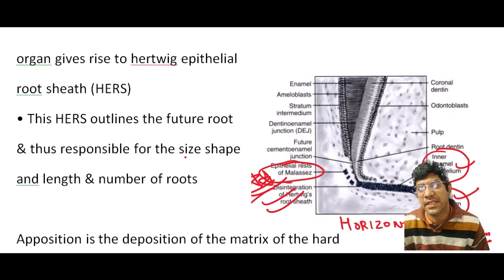What happens when there is a disruption in the Hertwig epithelial root sheath formation or continuity? If there is any disruption, it can lead to issues like enamel pearls and defects in the dentinal wall that could cause the development of accessory root canals. So that summarizes the complex process of the Hertwig epithelial root sheath and root formation in the teeth.